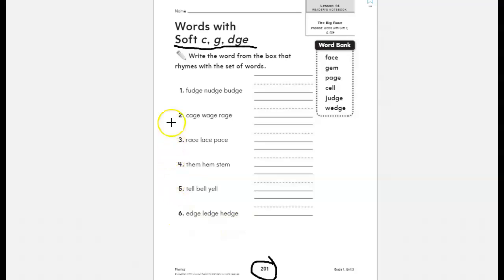All right, are you ready to go over our answers? If not, you can pause the video and finish up. But if you're ready, then let's get started. We wanted to find the words that rhymed best with the words given. On number 1, we had fudge, nudge, budge, and judge. The word judge rhymed with the words fudge, nudge, and budge.